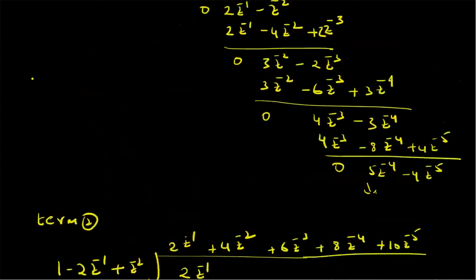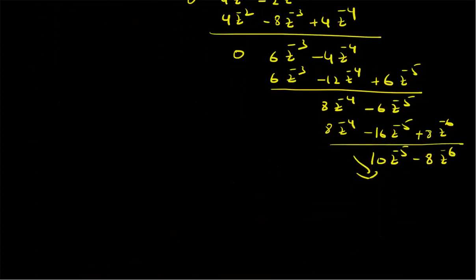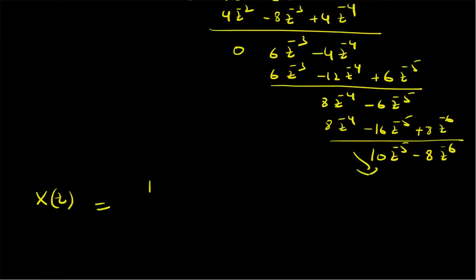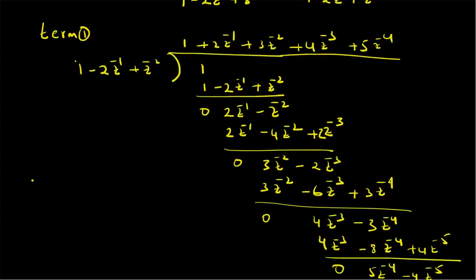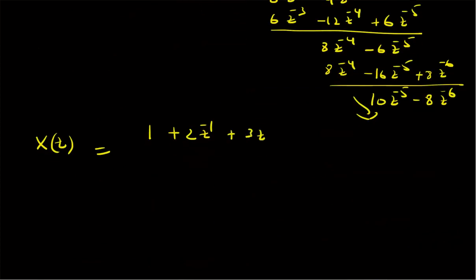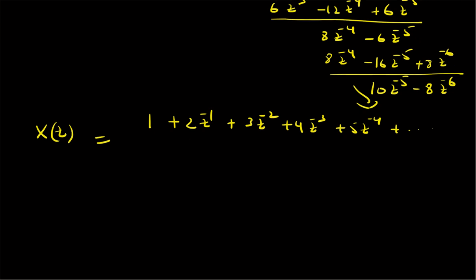So there are two series that have to be added. So the combined power series form for X(z), by combining these two, the first coefficient will be 1. The first term will be 1 plus 2z^-1, so we have 1 plus 2z^-1 plus 3z^-2, 4z^-3, 5z^-4, and so on. So we write them here: plus 3z^-2 plus 4z^-3 plus 5z^-4, and so on. And for the second term we have 2z^-1 plus 4z^-2 plus 6z^-3, 8z^-4, and so on.